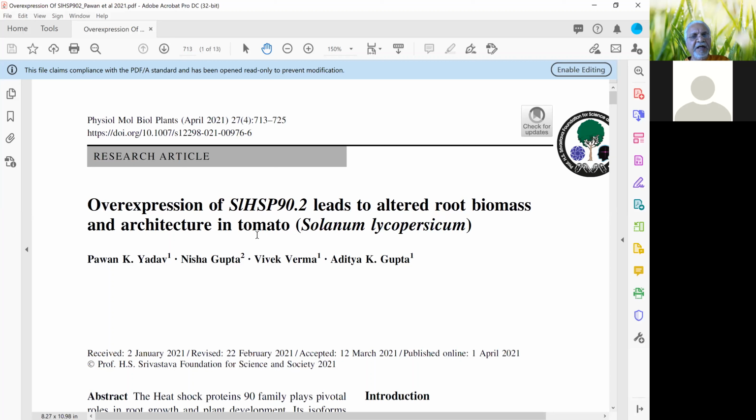You don't have to really allow a plant to develop a full root system. You can just use this as a biomarker for root development. You just see the expression profile in different cultivars. And if you find a cultivar which is expressing more of this gene, you can be rest assured that this plant cultivar will have a better root system.